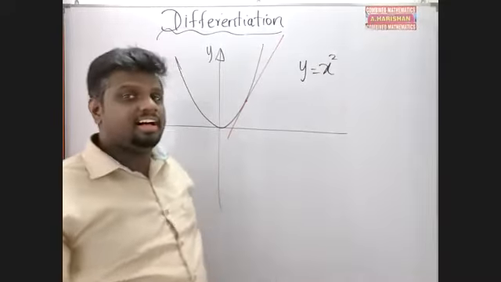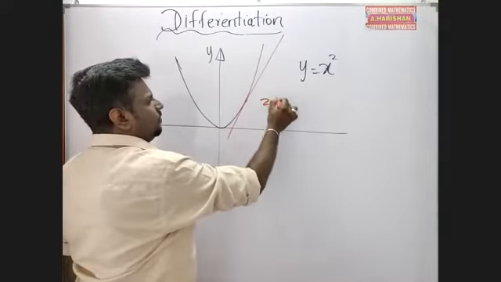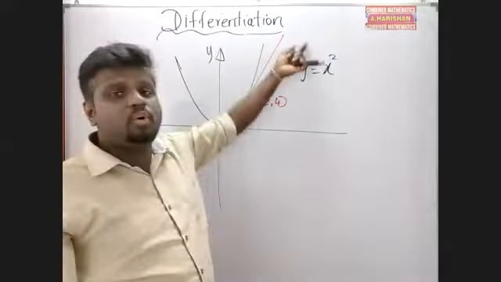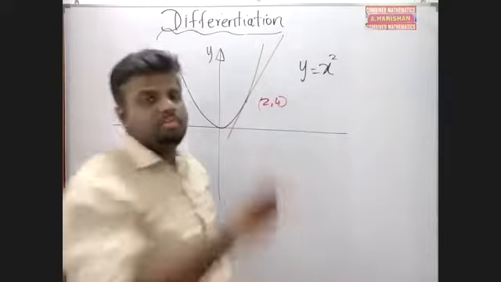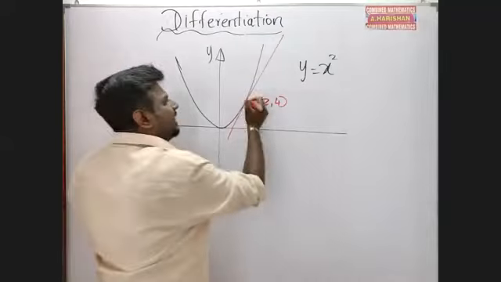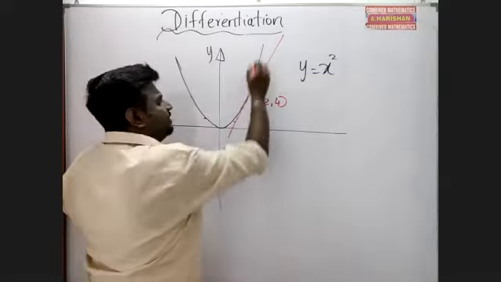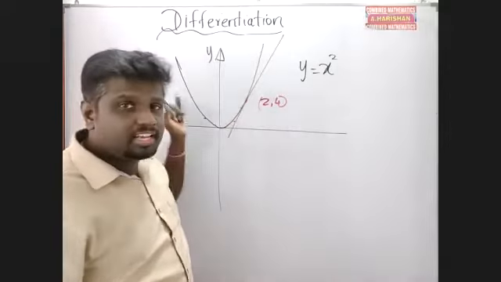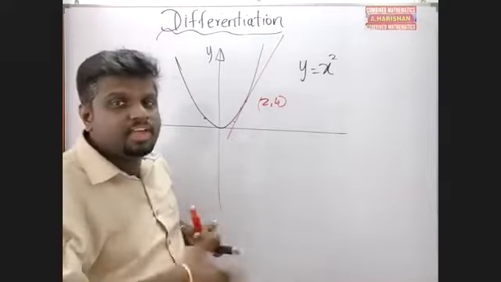Now one student asked me, if there is a given point, say (2, 4), and at that point to the curve you draw the tangent, what is the slope, or the gradient, of the tangent? Will you be able to find it? At each and every point on the graph, if you draw the tangent, you will get different values for that gradient.